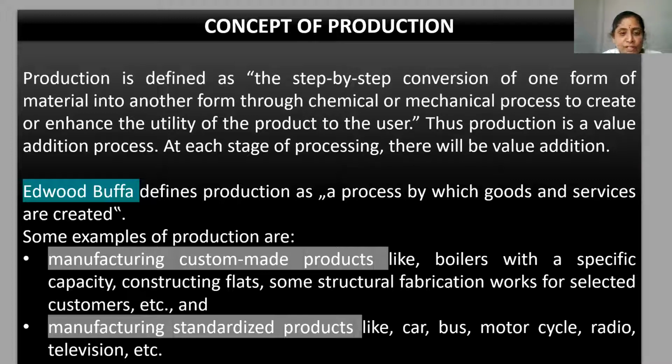Edward Buffa defines production as a process by which goods and services are created. Here we can create two kinds of products: customized products and standardized products. Customized products, like boilers with a specific capacity. Standardized products, like cars, buses, motorcycles, radios, televisions.